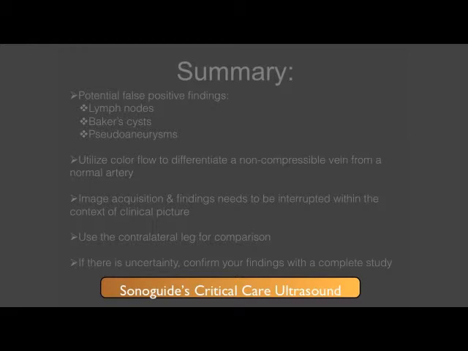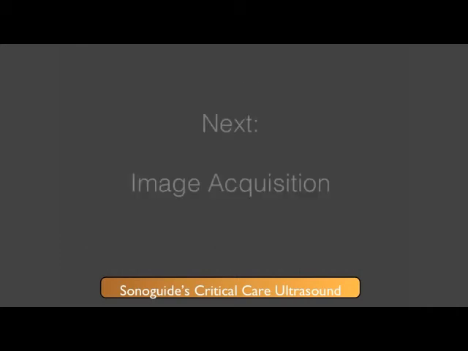Some tips to improve the accuracy of your image interpretation include using the constellation of skills and image findings reviewed here to increase your ability to differentiate between the presence or absence of a DVT. Remember, you can usually compare your findings to the patient's contralateral leg to see if your findings are consistent between them. In the case of a DVT, it will usually occur in one leg but not the other. Then, in cases of uncertainty, do not hesitate to confirm your findings with a complete study through your facility's vascular or radiology department. In the next section, I will review some tips for image acquisition and saving.